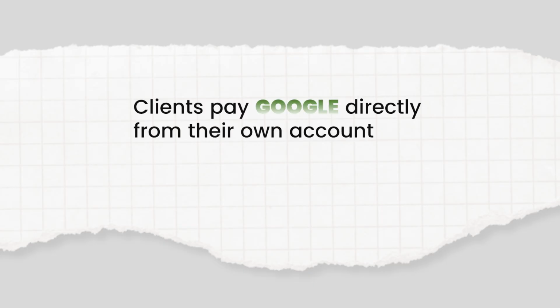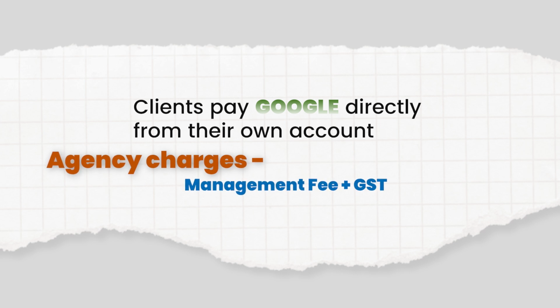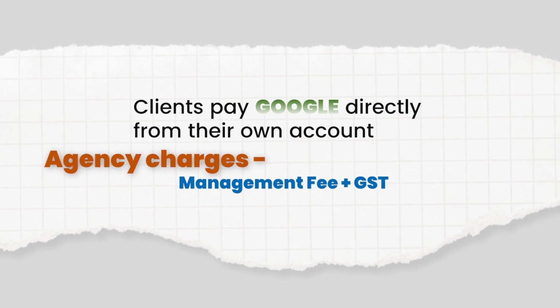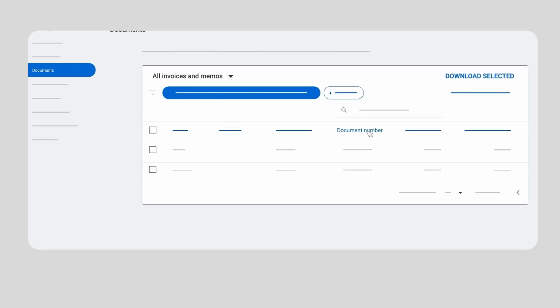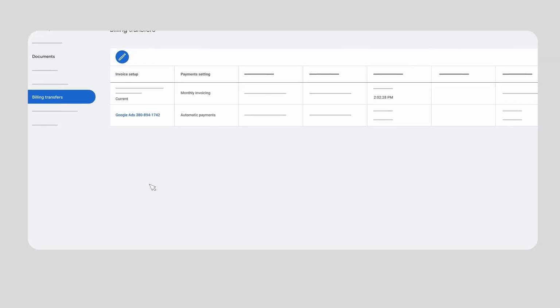Clients pay Google directly from their own account, and the agency simply charges a management fee plus GST. It's cleaner, safer, and avoids handling large pass-through budgets. On platforms like Meta Platforms, Facebook, this system is called a line of credit. In Google, it's monthly invoicing. Both shift advertising from a consumer payment model to a corporate financial structure.